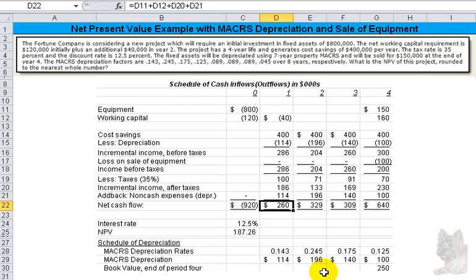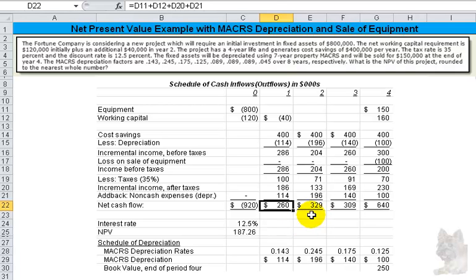The end of the first year, we knew we were going to spend another $40,000 in working capital. It's from right here. And based on the cost savings less the depreciation, then we do the tax calculation, then add back the depreciation, because depreciation is a non-cash expense. We can come up with the net cash flow.